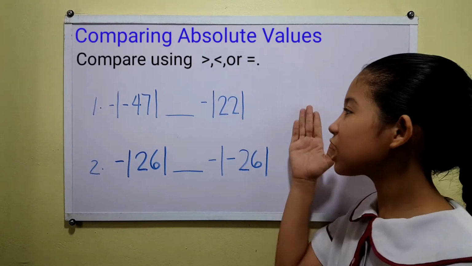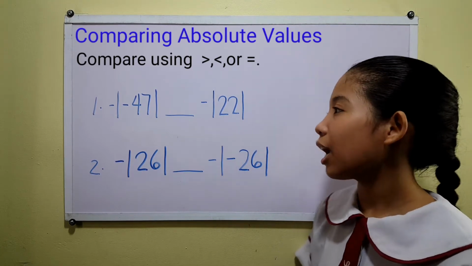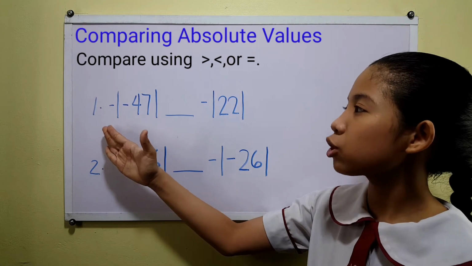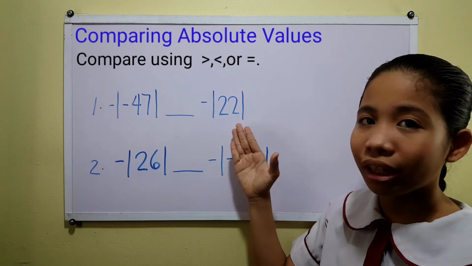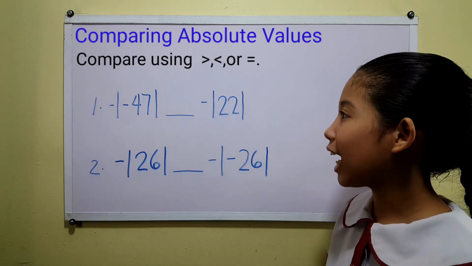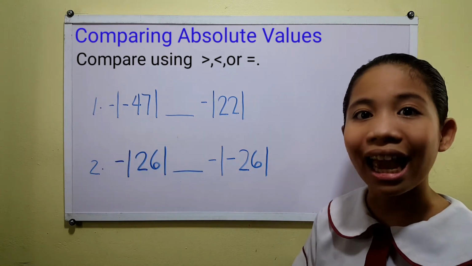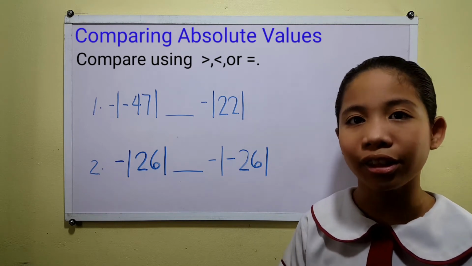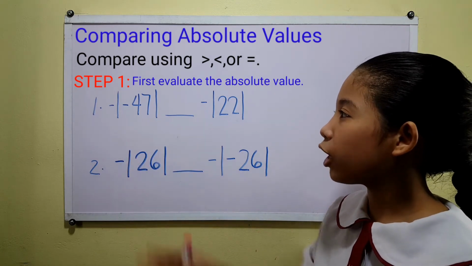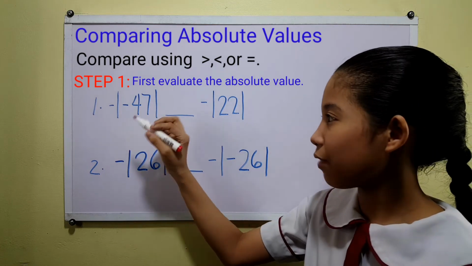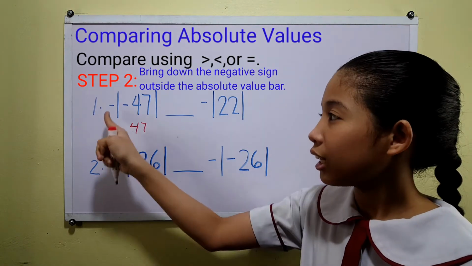Now, let us compare these expressions using greater than, less than, and equal sign. In our first example, we have negative absolute value of negative 47 and negative absolute value of 22. Again, remember that absolute value bars do not function as parentheses and brackets. So the first thing that we are going to do is to evaluate their absolute value. So the absolute value of negative 47 is 47. Don't forget to copy their negative sign.